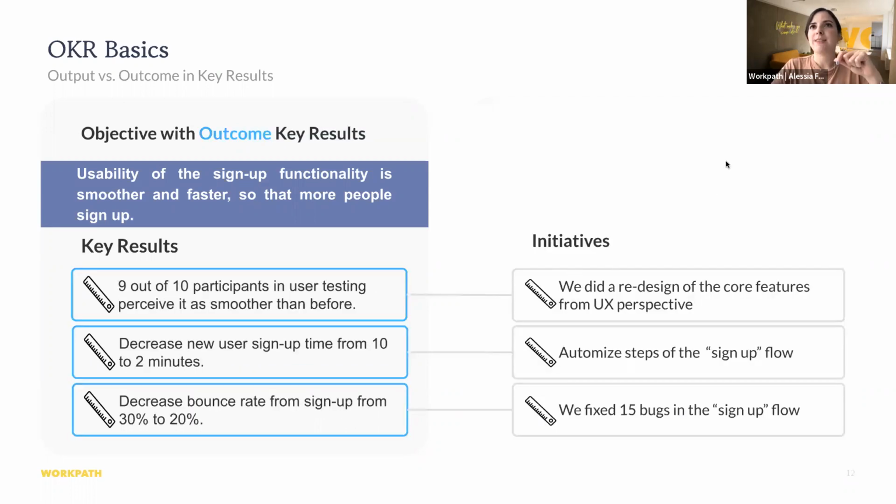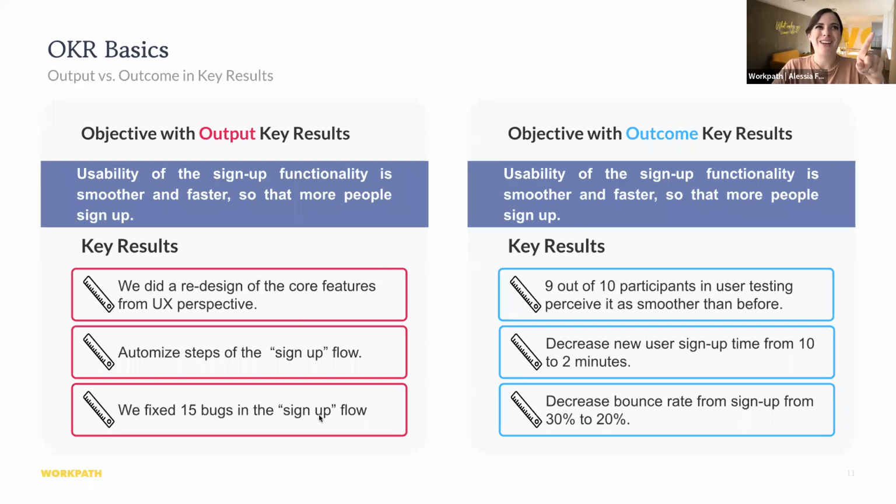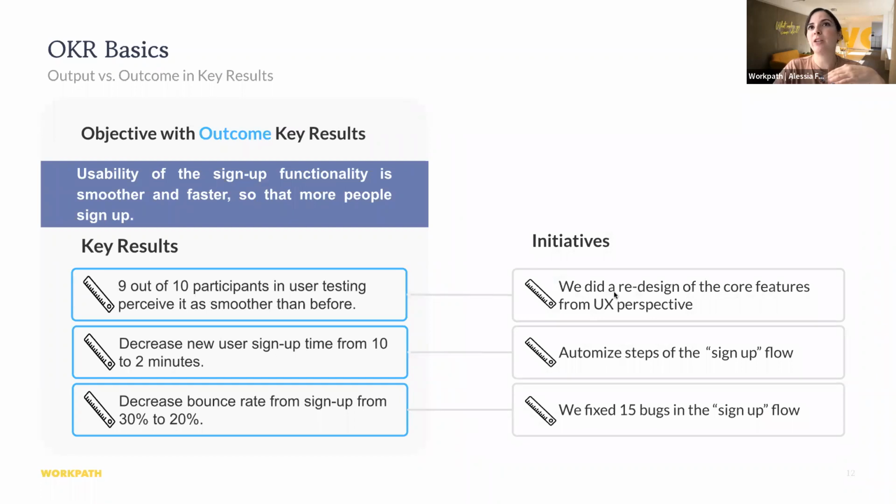Because what we see here is that everything on the red level is important. It's important to know and important to do, but it does not have anything to do with the OKR. These are the initiatives. That's the output level. So basically, the redesign of the core features should be the initiatives. That should be what we deduce from the OKR and say, how can we reach more acceptance of the smoothness of our process? We need to redesign.